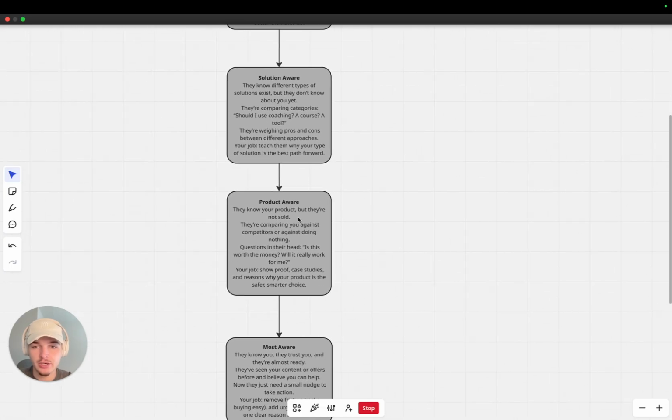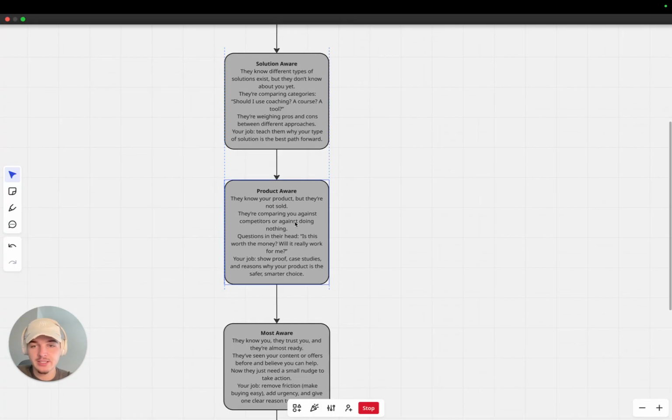Now, if they are product aware, they know about your product, but they're not sold yet. So they're comparing you against competitors, or against doing nothing and not taking any action whatsoever. The question in their head is, is this worth the money? Will it really work for me? And your job here is to hammer them with a bunch of proof, case studies, and reasons why your product is the safer, smarter choice and is actually going to help them solve these problems, and why it's even worth solving the problem in the first place. So this is the case if your prospect is product aware.